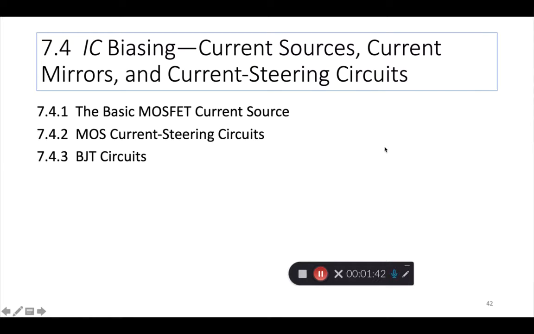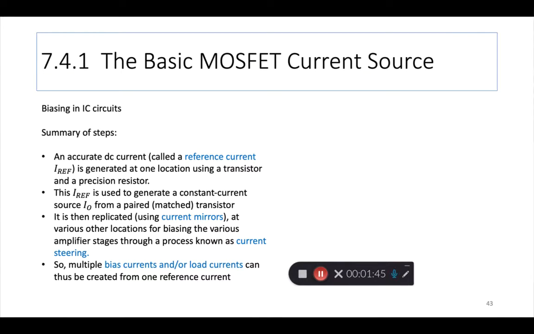All right, so that was slide 42. I'll move on to slide 43.